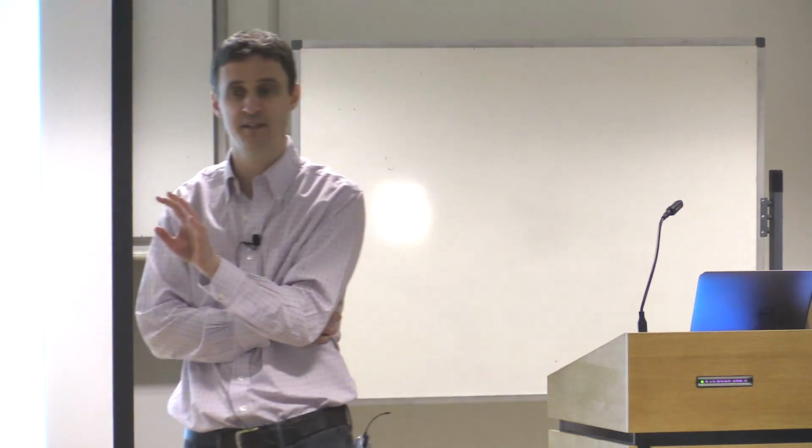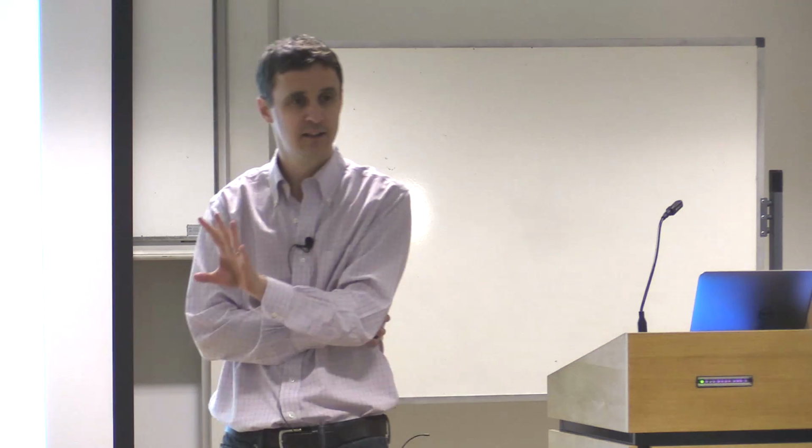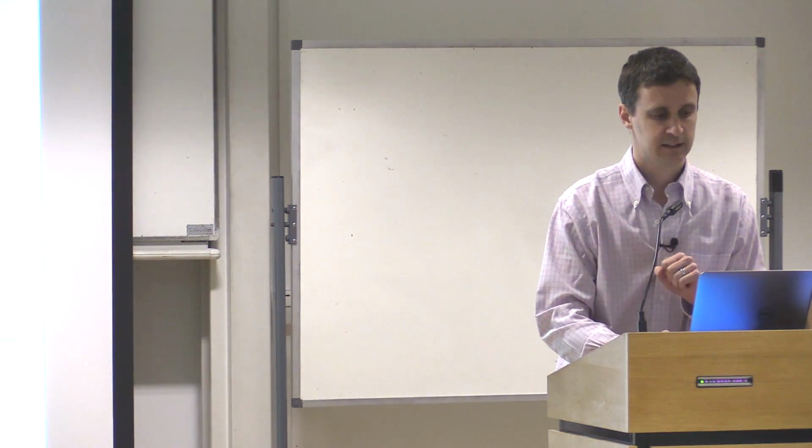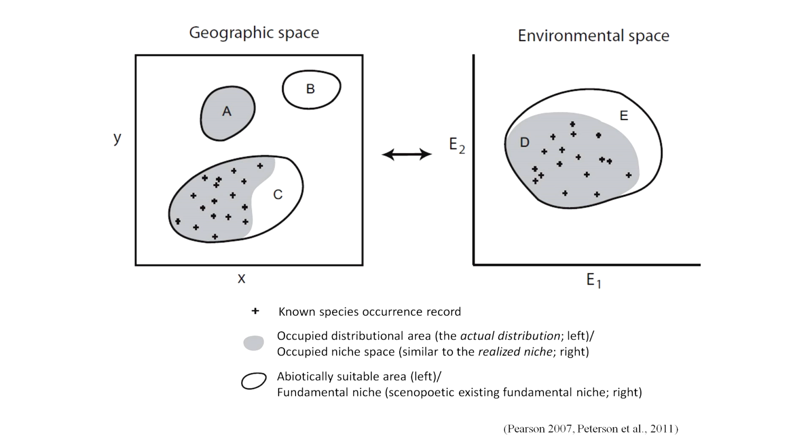What do you think, and what do you think from your applications? Are you trying to do species distribution modelling? Are you trying to do ecological niche modelling? Think about geographic space versus environmental space. What are you trying to estimate in the kind of things that you're doing?